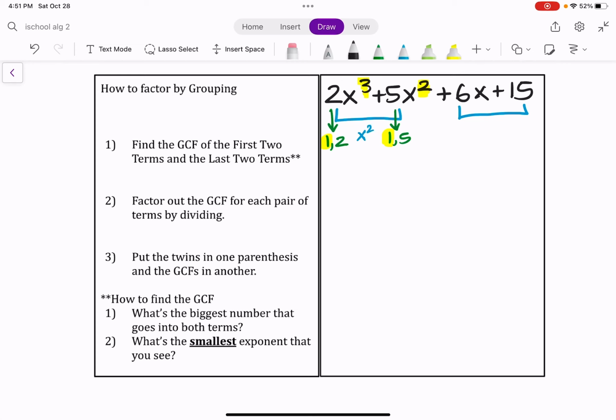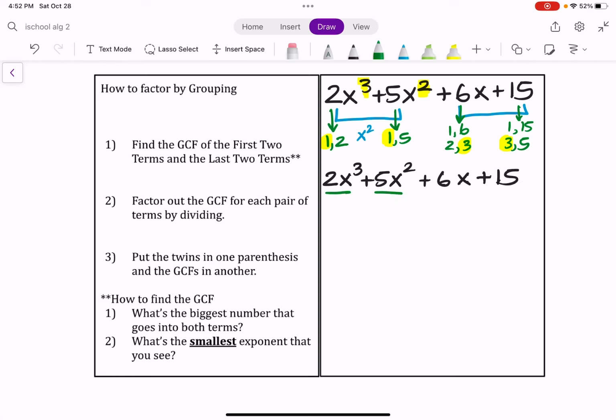For 6 and 15, what's the biggest number that goes into 6 and 15? Well, some of y'all may already know, but in case you don't, I'm writing out the process. So I'm writing out all the numbers that go into 15, and I'm seeing what is the biggest number in both of these lists. In this case, it's 3. 15 doesn't have an x, can't take out an x. I'm going to rewrite the equation: 2x to the third plus 5x squared plus 6x plus 15, and I'm going to write what we're dividing by in each one. So the first two terms we're dividing by 1x squared. The next two terms we're just dividing by 3.